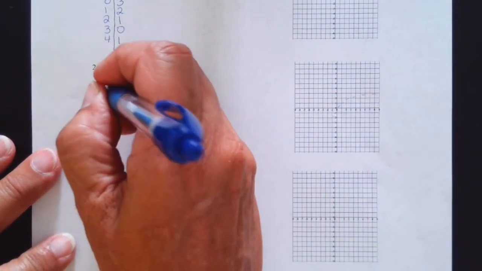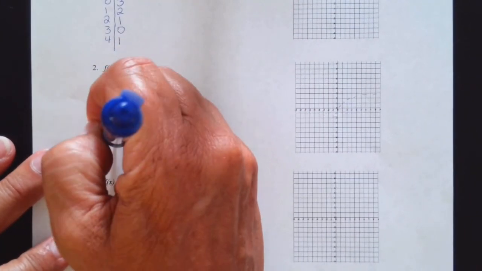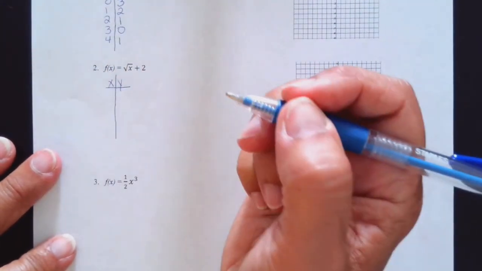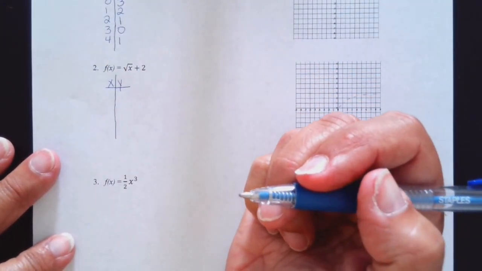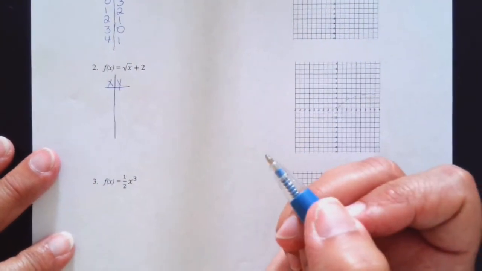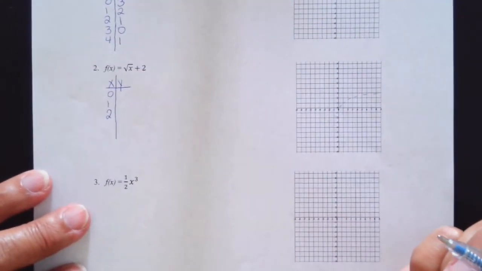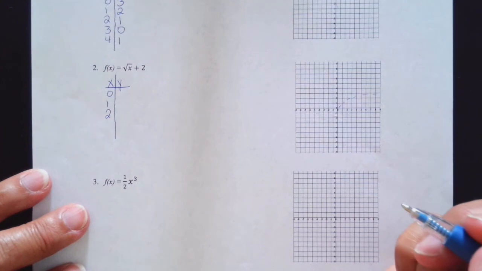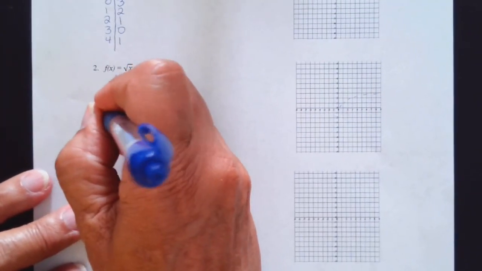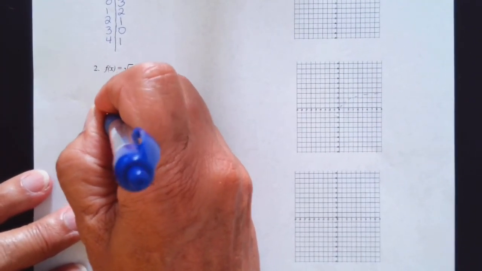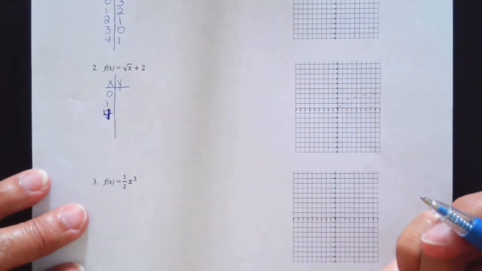Now, with square roots, remember we can't have the square root of a negative number. So we need to make sure that we pick numbers bigger than or equal to 0. So let's just do 0, 1, 2. No, let's not do 2. Let's do 0, 1, and 4. I want to be able to take the square root without using my calculator, so we'll do 4.